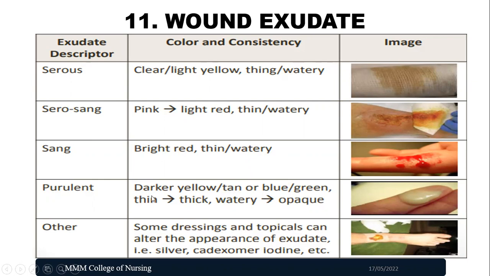Purulent exudate appears dark yellow, tan, blue, or green. The consistency will range from thin to thick, which may be watery or opaque. Sometimes dressings and topicals can alter the appearance of exudate, for example silver, cadexomer, iodine, etc. may alter the type of wound exudate.